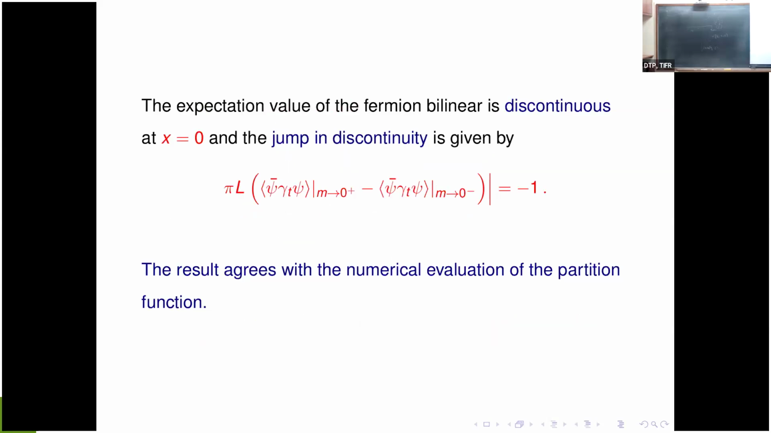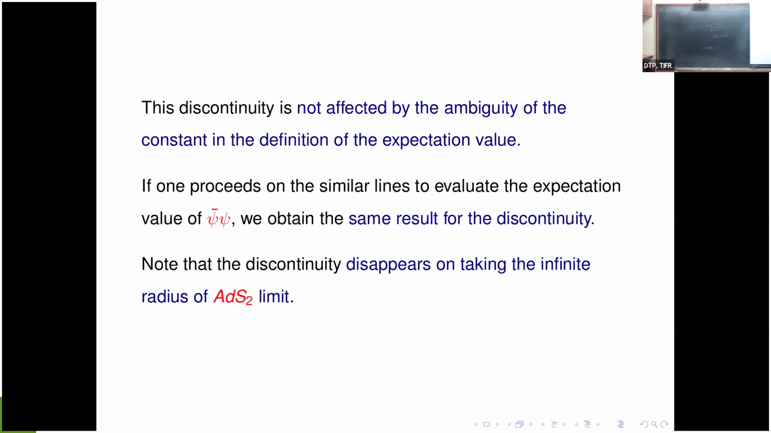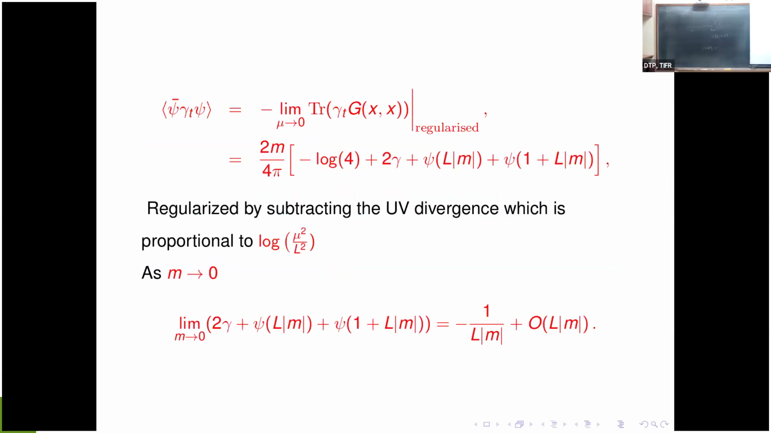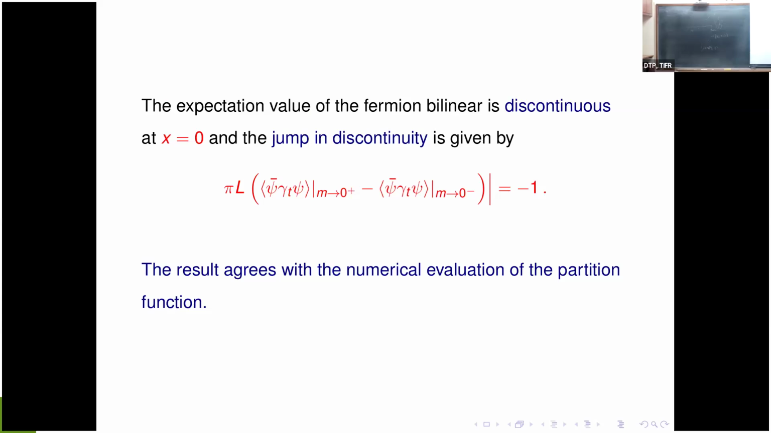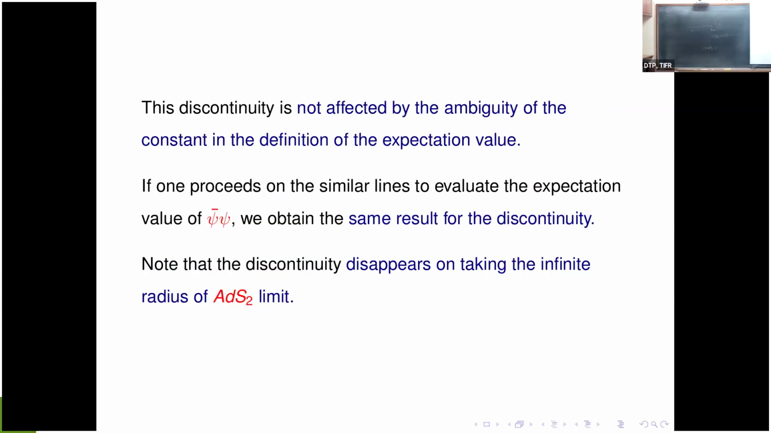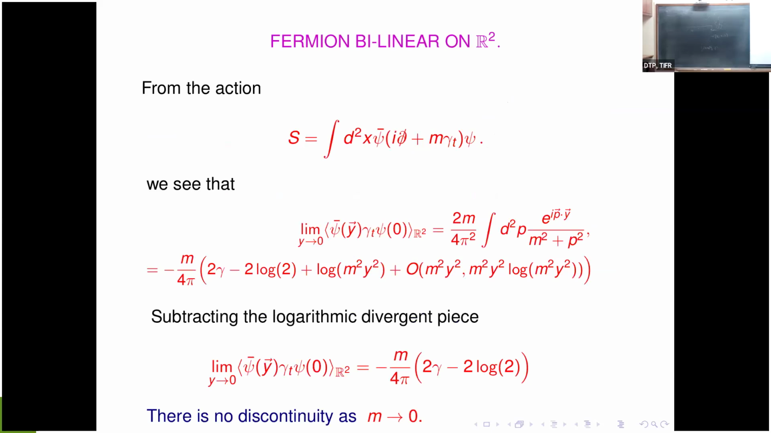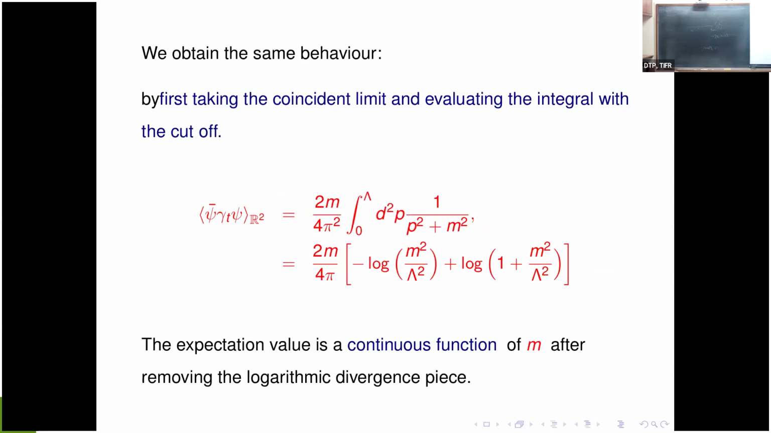So this result agrees again with the numerical evaluation of the partition function. And the discontinuity is not affected by the ambiguity. And again, for the psi bar psi also, if you proceed, you will get the same result. It disappears as we kept on discussing. When you take L going to infinity, the discontinuity disappears. So again, just to contrast with that discussion which we followed up, when you take flat space, there is no discontinuity, it just vanishes at that point. Similarly, both ways of doing it, there's no discontinuity.